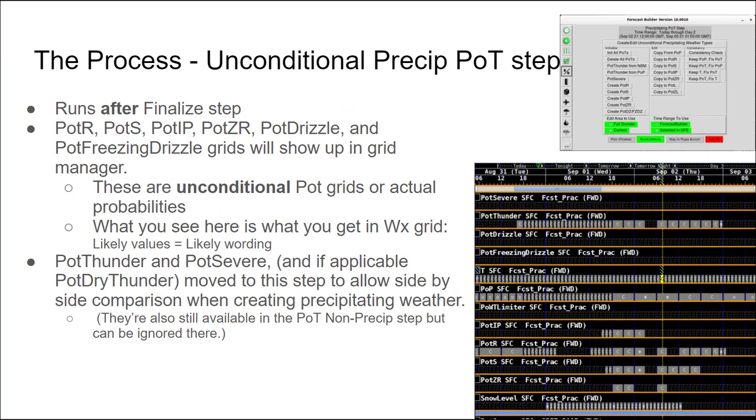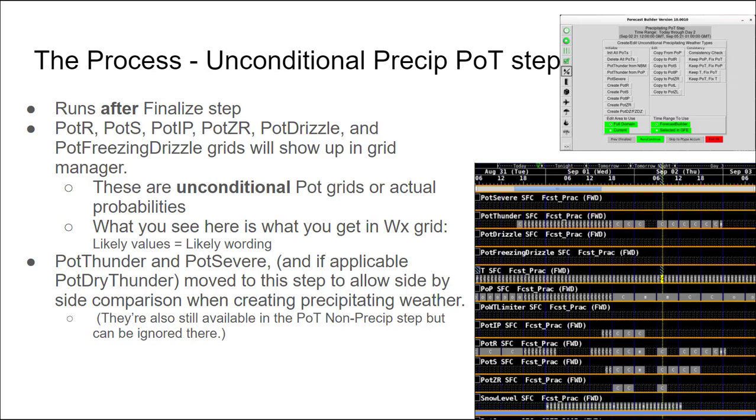These next few slides will go over the unconditional precipitation POT forecast. This step will run after the finalized step. A series of 6 POT grids will show up in the grid manager. These are POT R for rain chances, POT S for snow chances, POT IP for sleet, POT ZR for freezing rain, and POT drizzle and POT freezing drizzle, which we'll talk a little bit more about at the end here.